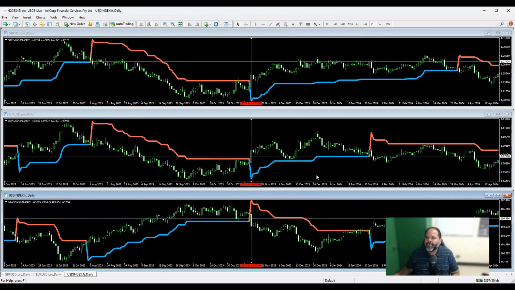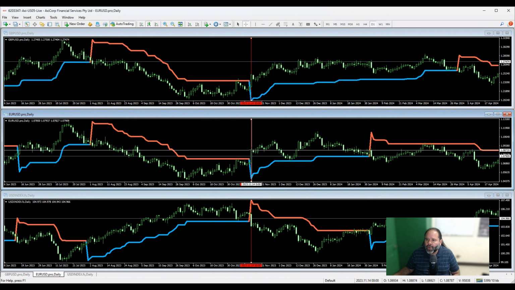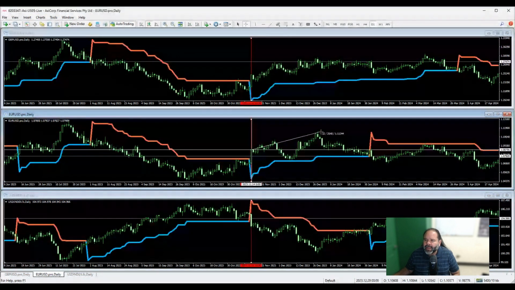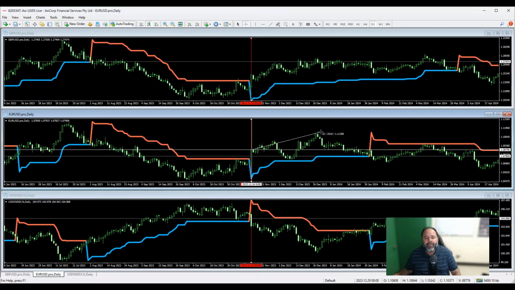So again, my preferred pair, euro dollar, you could have entered here. It went up 250 pips. You could have closed this trade at any time. 50 pips profit, 100 pips profit, I don't know, whatever your strategy is about money management, but you have here 250 pips, okay? 250 pips.